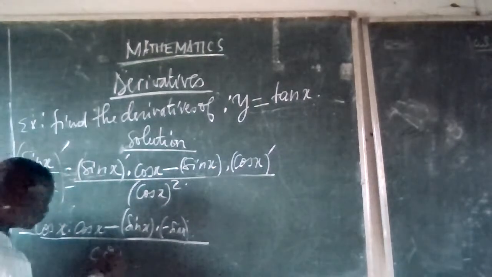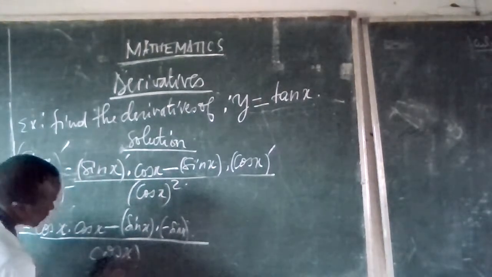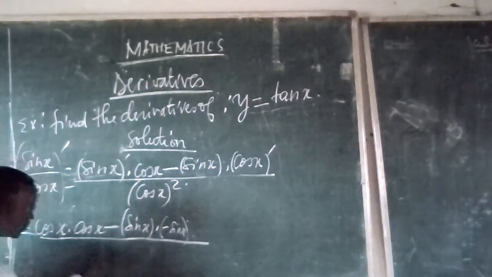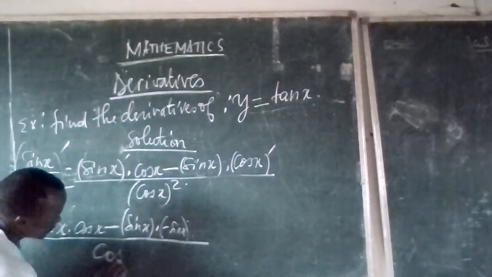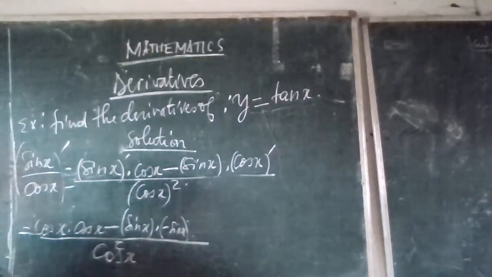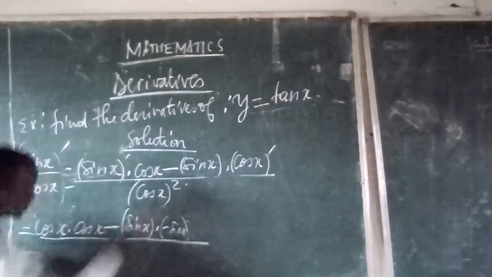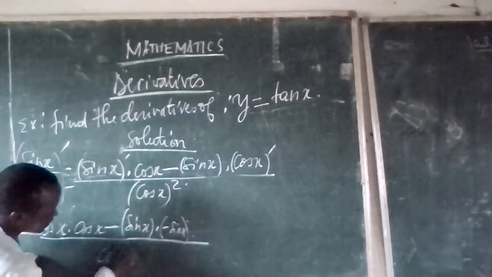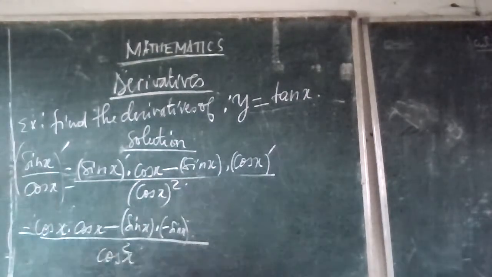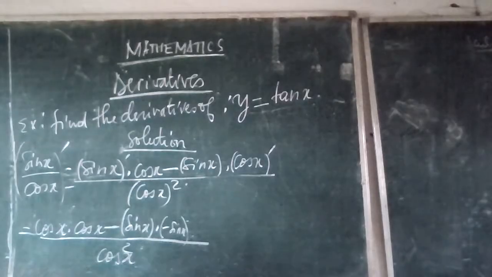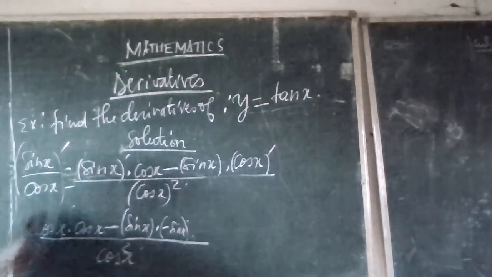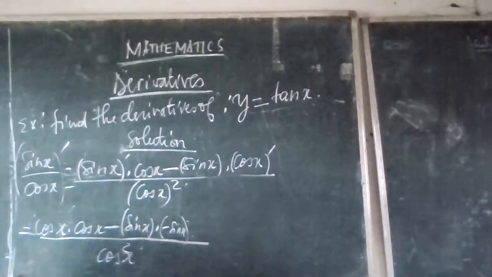over cosine x square. This one, cosine x square. Yes, that is what we are going to do about the derivative. Now we have to see what we are going to combine.